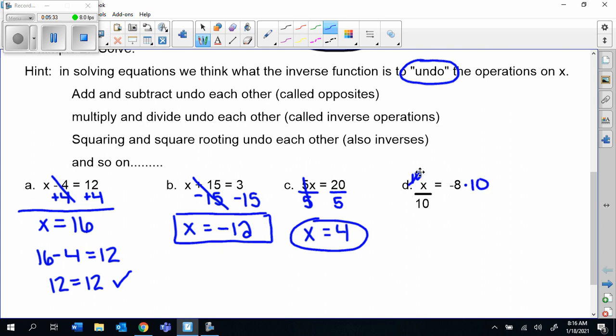And that cancels that operation out. 10 over 10 is equal to 1. So here x would be negative 80.